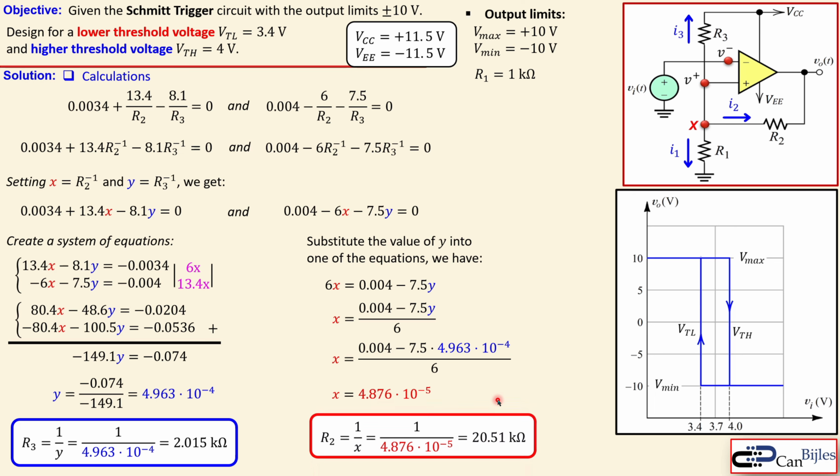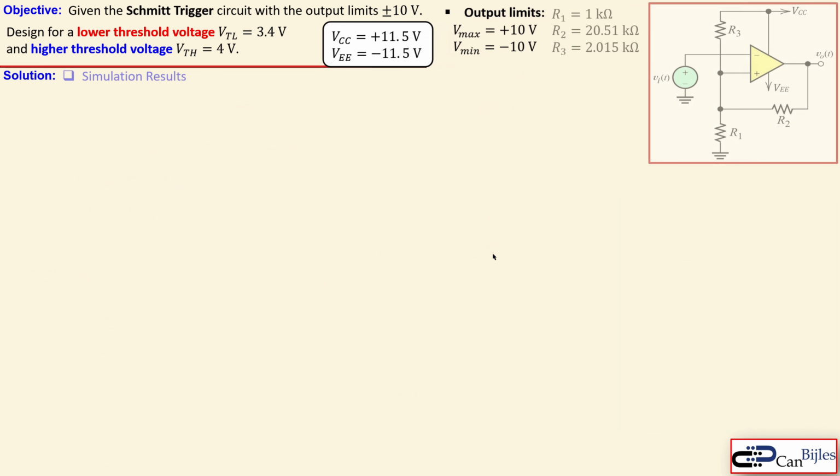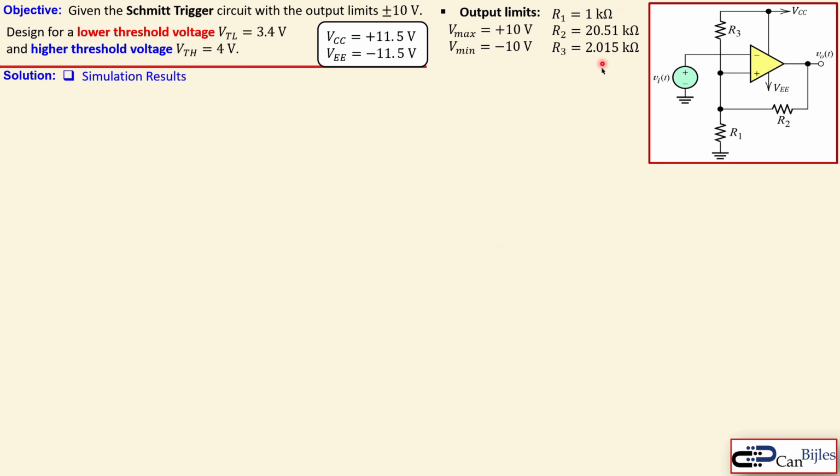In a similar case, because the R2 was given as the inverse of 1 over x, effectively, I can also use that here. Substitute that here, and you get approximately 20.5 kilo ohm, or 20.51 kilo ohms. So we have now all three resistors. By selecting R1, we have calculated R2 and R3. Okay, let's bring them here. These are the results, these are our output limits, and these are the voltages we use in our operational amplifier.